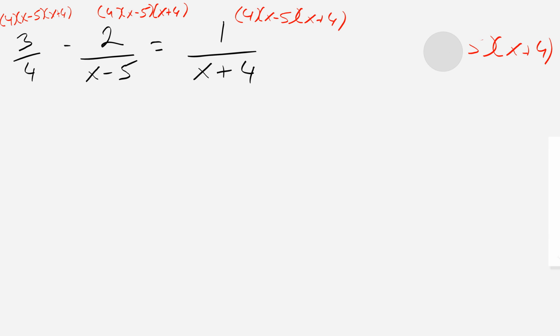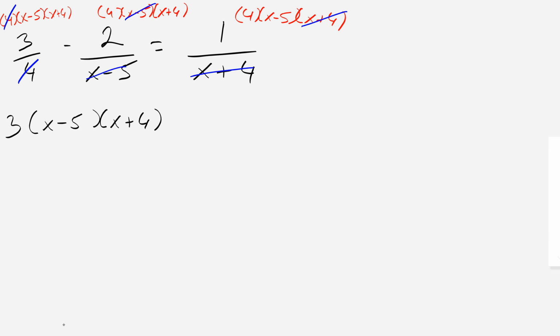Alright, so let's do our cancellations. The first 3 here has been multiplied by 4, x minus 5 and x plus 4, but also divided by 4. So it's been multiplied and divided by 4 at the same time, so we can just cancel those. In a similar fashion, we can cancel our x minus 5s and our x plus 4s. So my next line is 3 multiplied by x minus 5 multiplied by x plus 4, minus 2 multiplied by 4 multiplied by x plus 4, equals 1 multiplied by 4 multiplied by x minus 5.